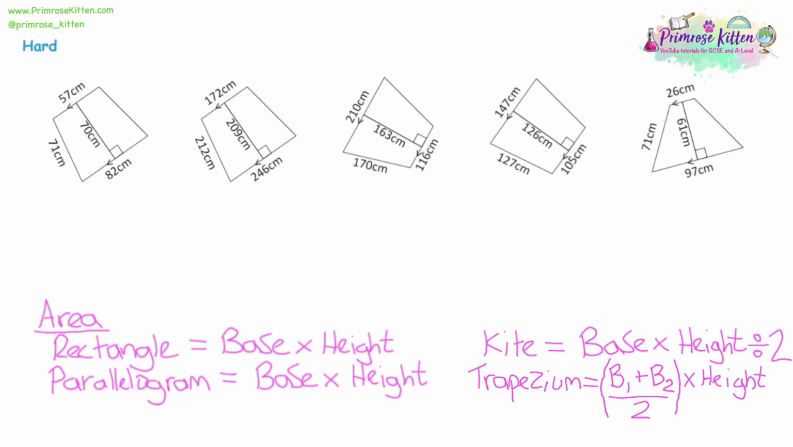So looking at question 1, we've got the two bases, 57 and the 82, and we've got the height, 70. Now, I don't have a lot of working out space here, so I'm just going to do these on my calculator. So I'm going to do 57 plus 82, so it's going to be 139.